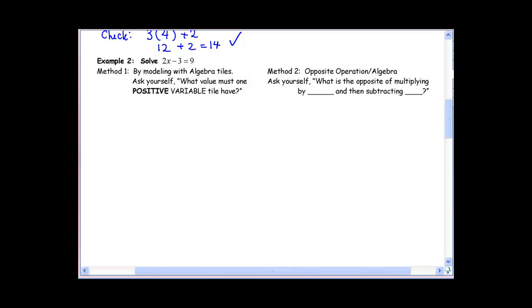Algebra tiles. How do we show 2x? That's 2 positive rods that are shaded in. Minus 3 is 3 unshaded squares. This equals 9. I better draw a whole bunch. 1, 2, 3, 4, 5, 6, 7, 8, 9.